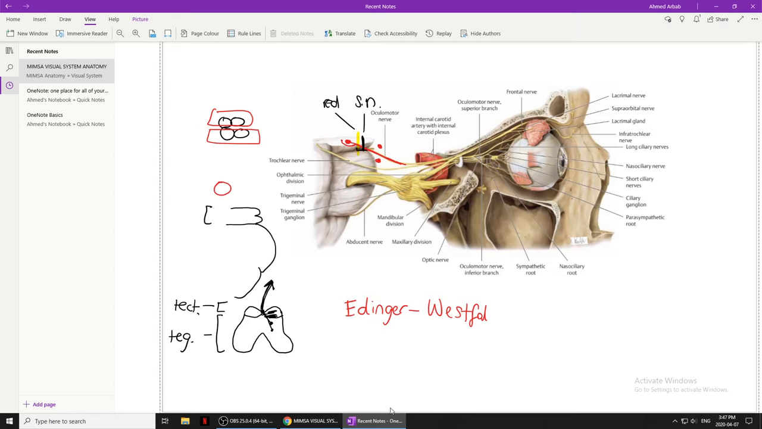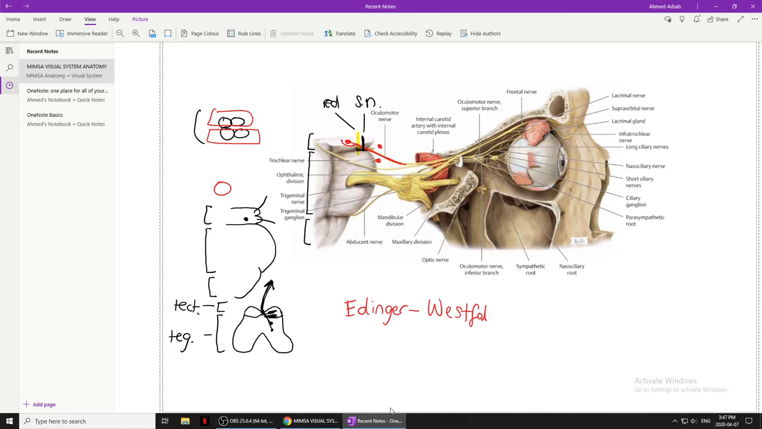Midbrain, pons, and medulla. If you want to see it on this better picture, this is the midbrain, that's the pons, and that's the medulla. So the midbrain is, like I said, over here. It's composed of superior and inferior colliculi, which means that the nucleus ergonis of the trochlear nerve is located at the level of the inferior colliculus.